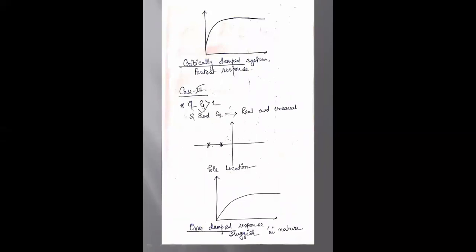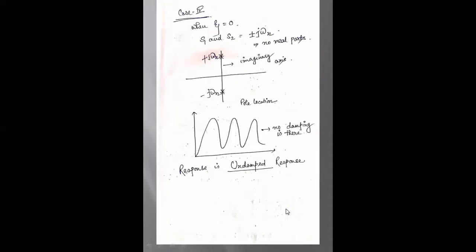And if zeta is greater than 1, this is the pole location of the system, and the response is known as the overdamped response, which is sluggish in nature. Now, when zeta equals 0, it means there is no damping in the system. So these are the pole locations, there is no damping, and the response is called the undamped response.